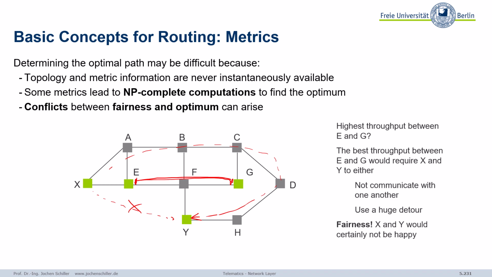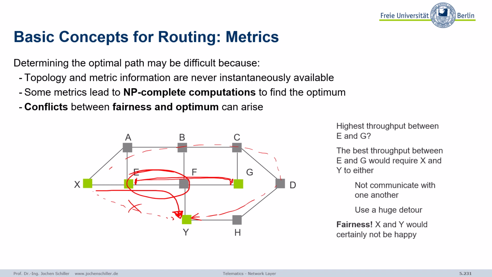Then I still have a big throughput. So X and Y wouldn't be happy about this, because obviously the shortest, best path for them is this direct communication, but this would influence this goal, highest throughput here. Very simple example, but you already see there might be conflicts between achieving optimum throughput and fairness. And this is just one simple example.